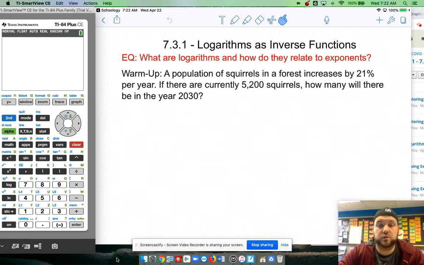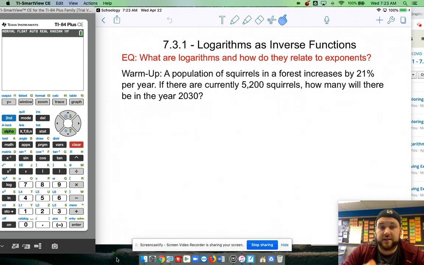Today, the last two videos, 7.1, 7.1.2, were about exponential growth and decay. Today we're going to talk about logarithms, which is a new type of function. We're going to talk about what a logarithm is, how it works, and where it can be useful.